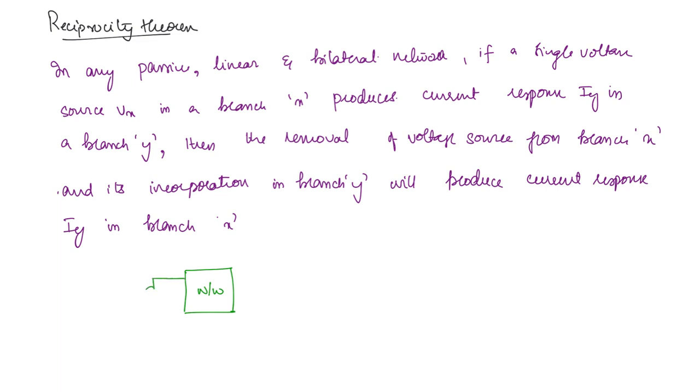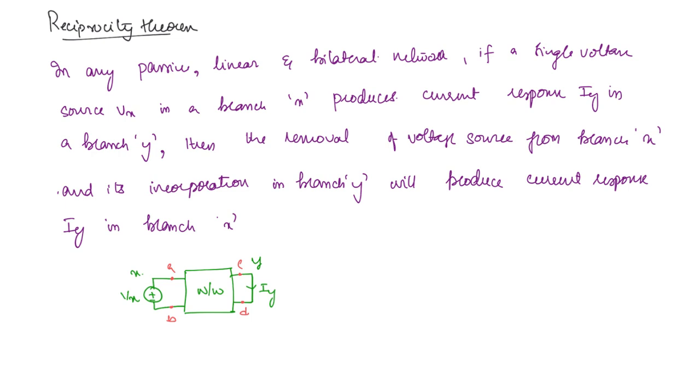Now in a branch X, so we are naming the branch as X, nothing else. So in a branch X, if there is a voltage source Vx and in another branch Y, the current flowing is Iy. So we can note the terminals here as well, A and B, C and D. So you can take it like the branch connected between A and B is X and the branch connected between C and D is Y.